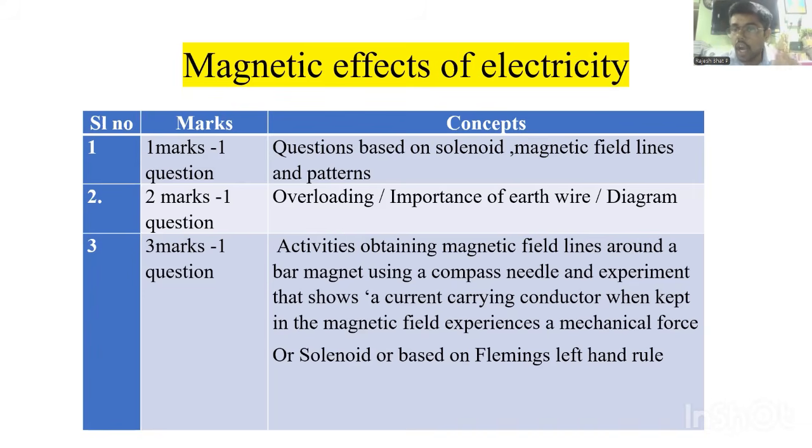3 marks, 100%. It is about the activity. There are 2 very important activities. One is draw the field lines around a bar magnet using the compass needle. That activity I will explain and show you. Next, one more activity: an experiment to show that a current carrying conductor kept in a magnetic field experiences a mechanical force. Then one more about solenoid, they might ask a 3-mark question, where there is also a concept about the left hand rule. So 3 marks, it is very crystal clear.